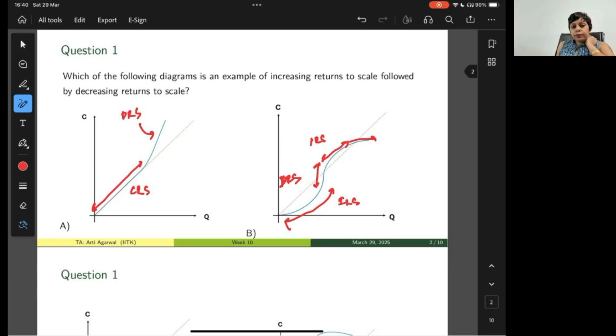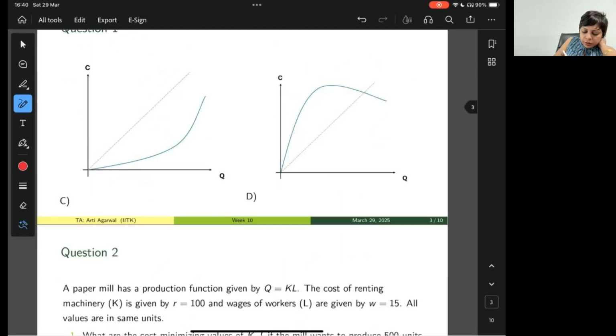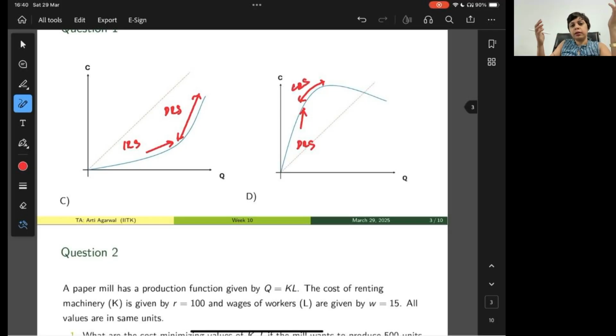Okay, so these are all interesting diagrams. You can see in this, till here, this is again very flat. It's below the 45-degree line. So this is increasing returns to scale, and then from here it suddenly becomes very steep. This is decreasing returns to scale. In this, till here, it is decreasing returns to scale. Then it is sort of flattening, achieving constant returns to scale, and then it is basically decreasing. The cost itself is decreasing, which means this is increasing returns to scale.